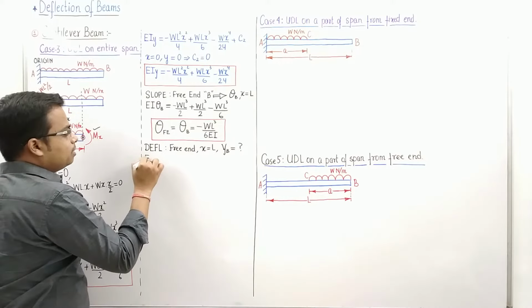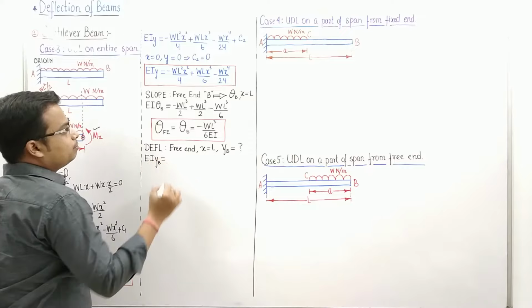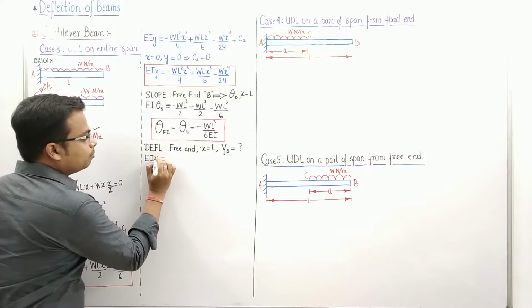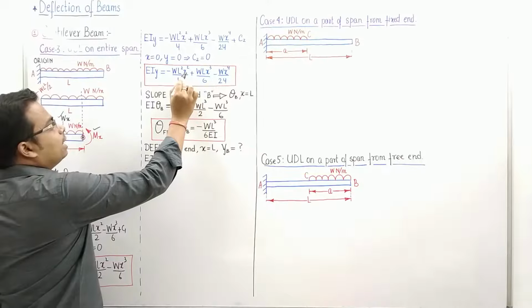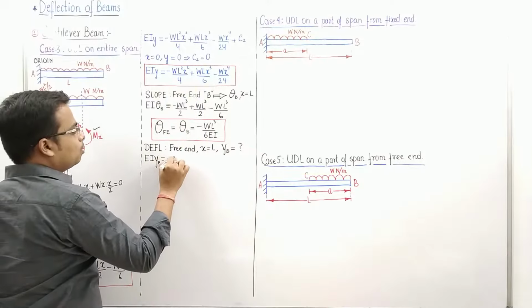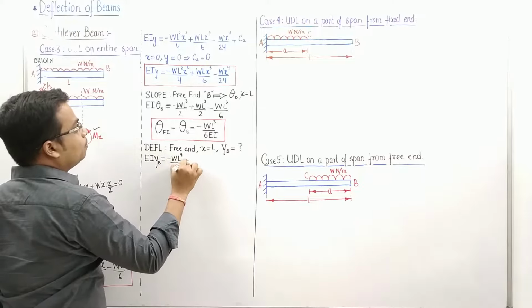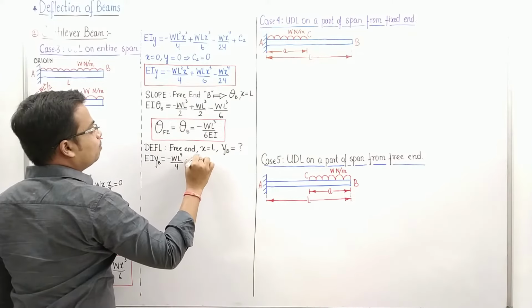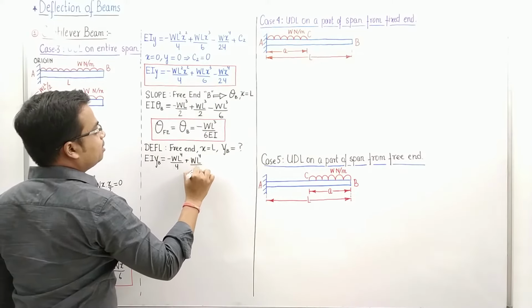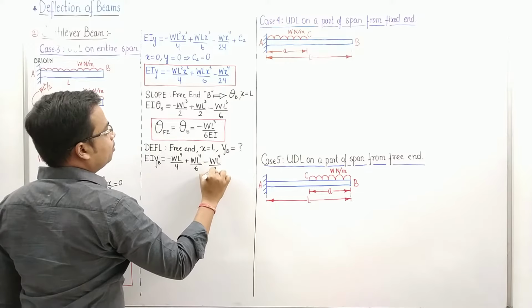This is going to be EI y_B, let's say, because it is the free end. थोड़ा और बड़ा कर लेते हैं यार इसको. Okay, so minus WL square, this is going to be minus WL power 4 whole divided by 4 plus L cube L, okay, plus WL power 4 again. This is going to be divided by 6 minus WL power 4 whole divided by 24.